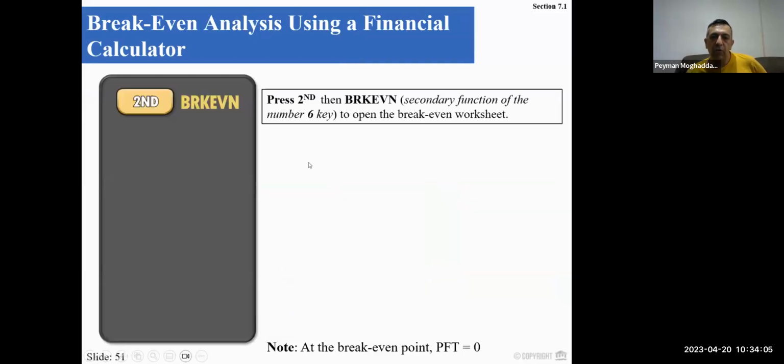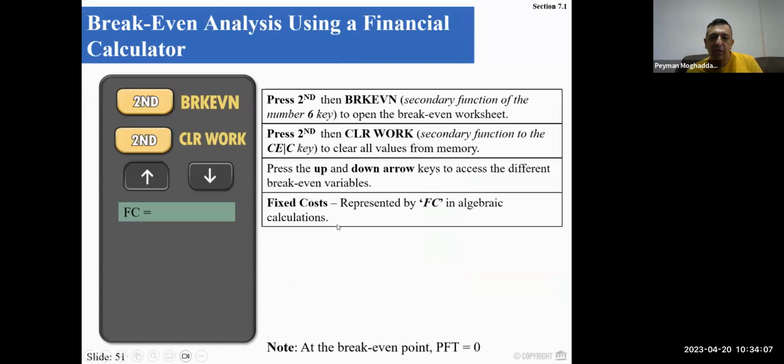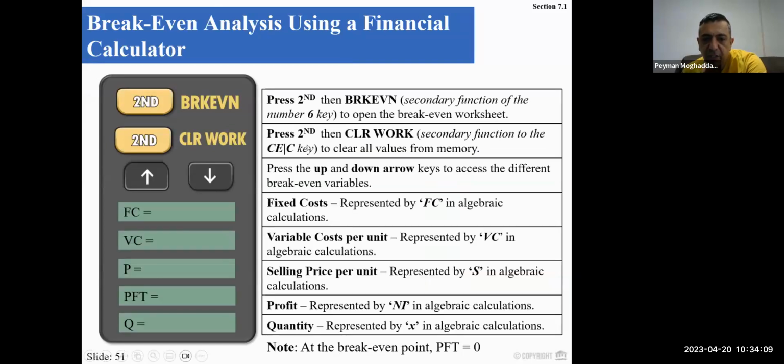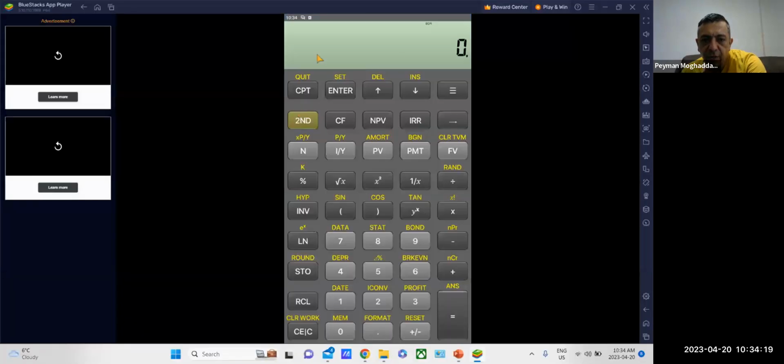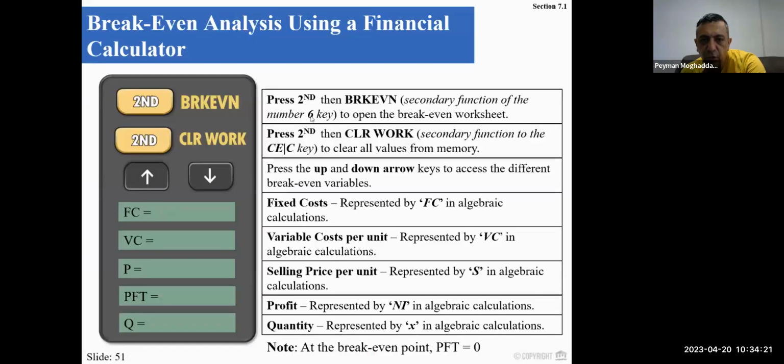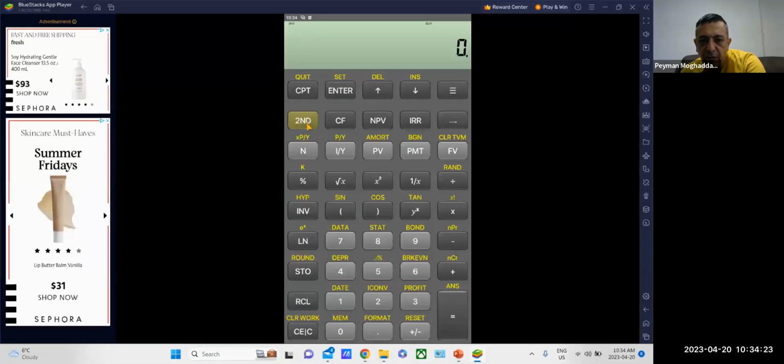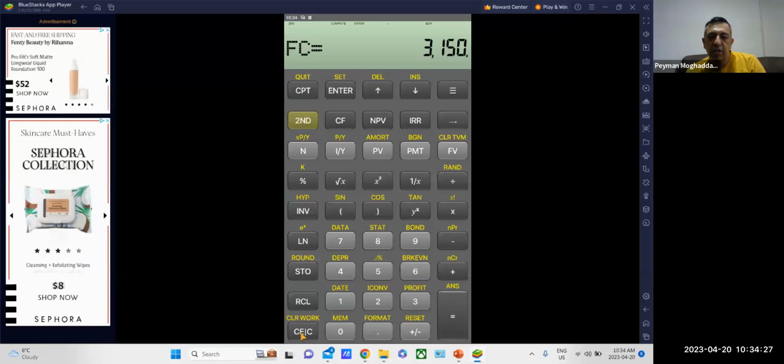So if you want to use a financial calculator, right? We learned the financial calculator. Let me just bring up my financial calculator. Okay, let me just bring the financial calculator. Yeah, so on the financial calculator, you go here to break even, right? Second, break even. Okay, we go there. Let me just clear work first, make sure to clear work.